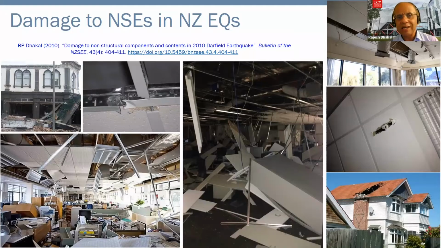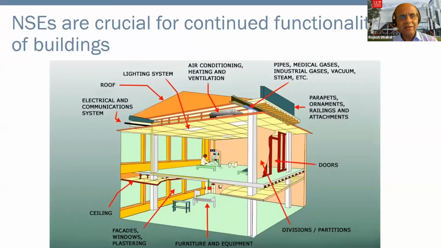So there are many stories like this. We have a lot of instances or examples of non-structural damage when the structure is performing well. As I indicated earlier, non-structural elements are crucial for the continued functionality of buildings, not just for repair cost, because they include many operationally critical components like air conditioning, heating and ventilation systems, lighting systems, and plumbing. If these are damaged and you don't have the services provided in your building, it can be out of service, out of function for quite a while.